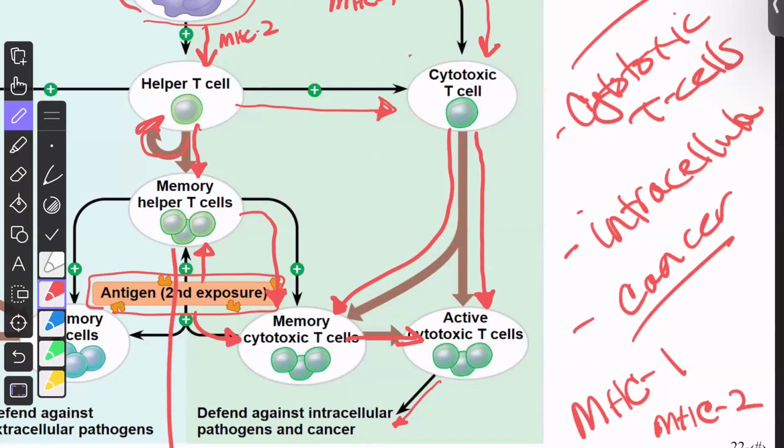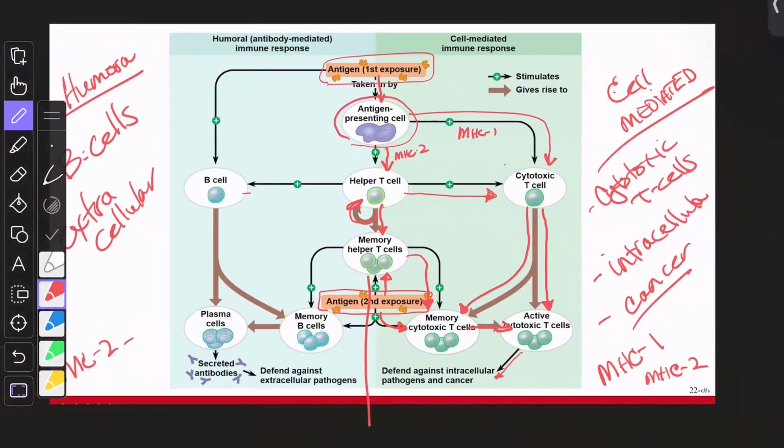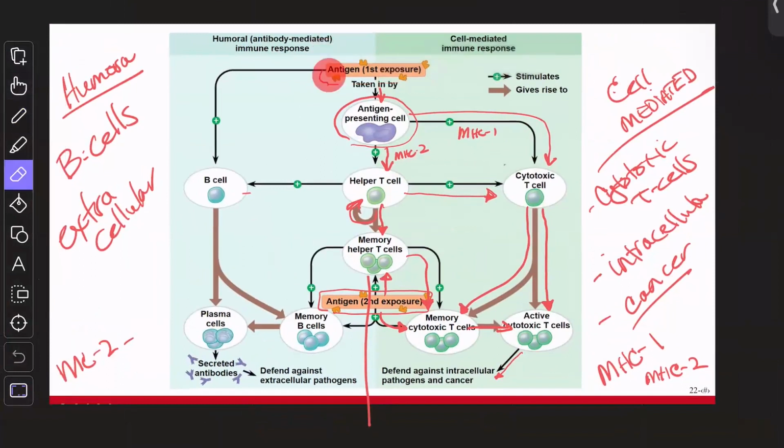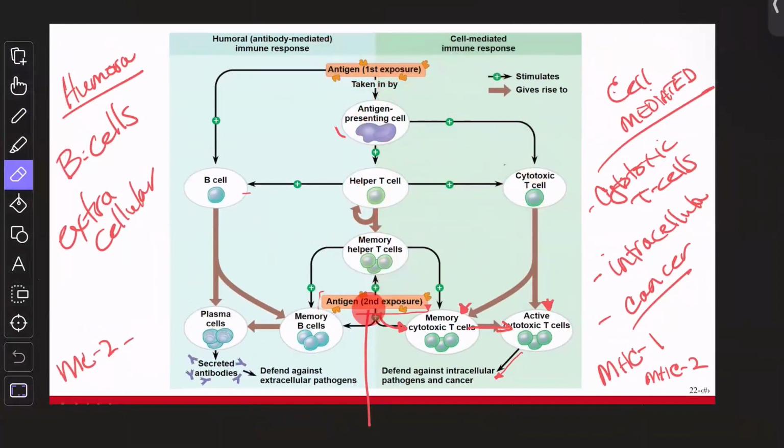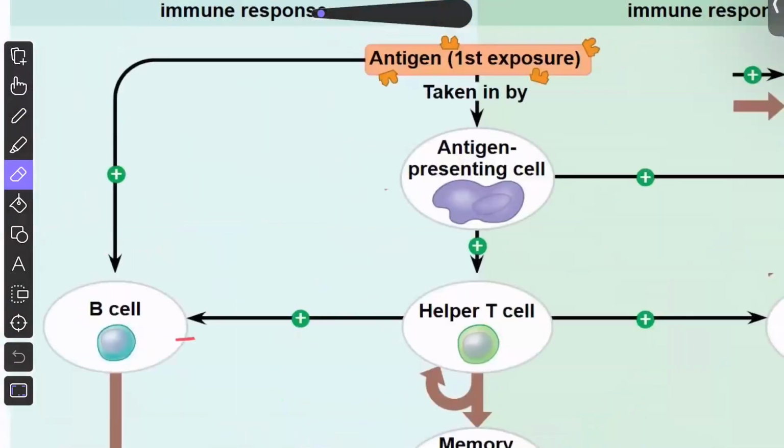Does this make sense? Is this easier to understand? I love this figure. I've had many students say, if you can understand this figure and really clearly understand this figure, you can basically answer most of the immune system questions on the exam. Okay, so let's go the other way.